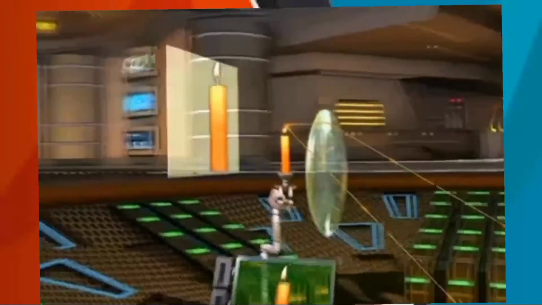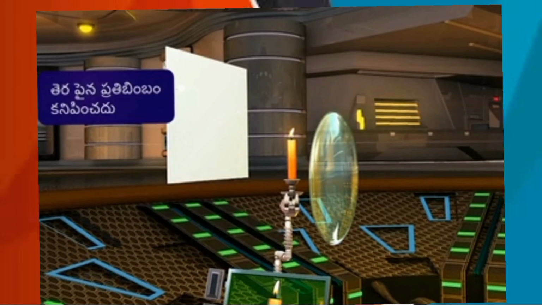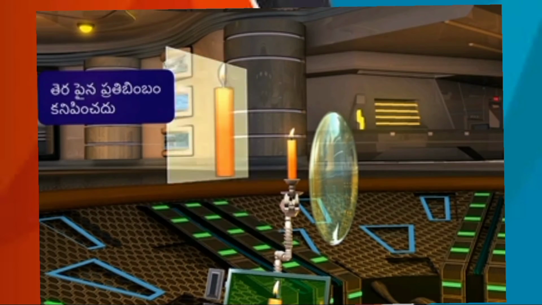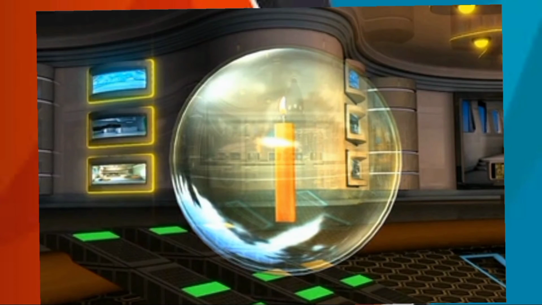Such an image of the object cannot be obtained on the screen. Rather, it can be observed from the other side of the lens.